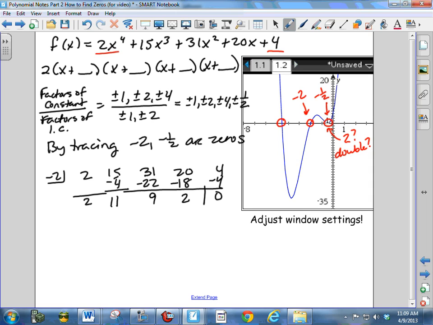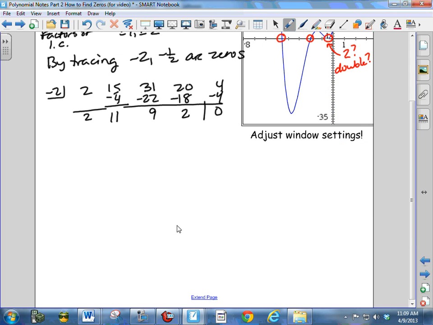Now, what I've divided down to now is from a 4th degree, I've divided to a 3rd degree, which is 2x cubed plus 11x squared plus 9x plus 2. Remainder 0. So when I divide by the next 0, I'm not going to go back and divide the original polynomial. I'm going to divide the next step down. I'm going to divide the cubic now to get it down to a quadratic. So I'm going to put -1/2. And yes, you can do fractions in here, and they're not bad at all.